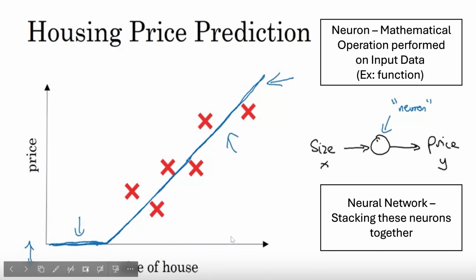The size of a house on the x-axis and the price on the y-axis. If I plotted them together, it's clear to see that it's a linear relationship. And since the price can never be negative, we know that there will always be a minimum price of $0.00. So we can just put a 0 here and then draw a linear relationship here. And this is essentially what a neural network is. You take an input, or size x, you use a neuron, which is basically just a mathematical operation performed on the input data to get an output y.